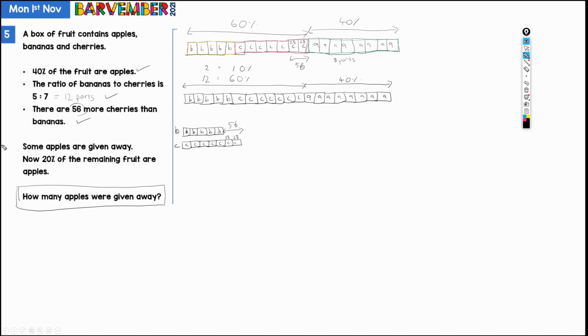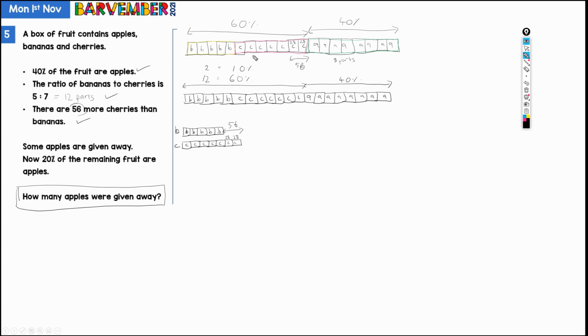Now we've got the situation change. Some apples are given away and now 20% of the remaining fruit are apples. Okay, so in the original model, the bananas and cherries represent 60%. And then we get rid of some apples and now the apples are 20%, and that means the bananas and cherries represent 80% of the model. And remember, the number of bananas and cherries does not change.